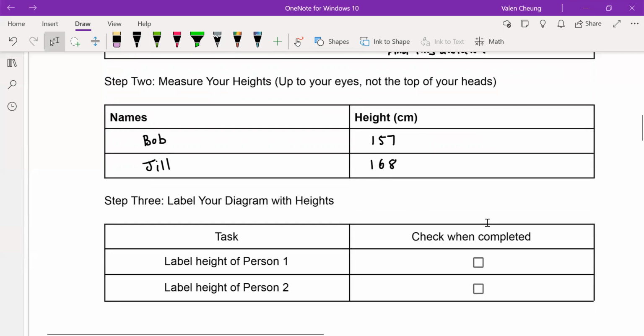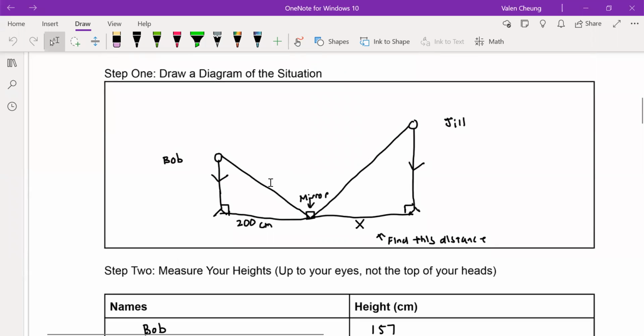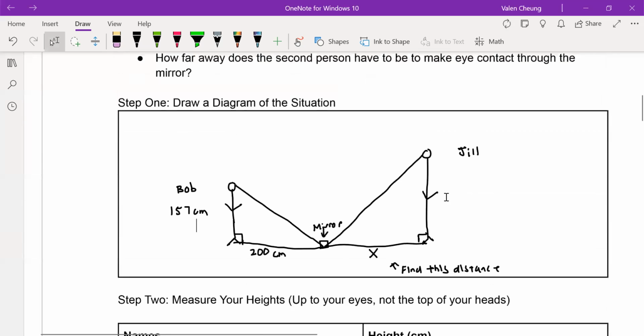Go ahead and pause this video and get those heights. Okay, now that you have your heights, we can move to step 3, which is to label your diagram with the heights. So label height of person 1, label height of person 2. Once I finish those, I can make check marks. So Bob is 157. I'm going to go up and I'm going to write 157 centimeters under Bob. And Jill was 168 centimeters.